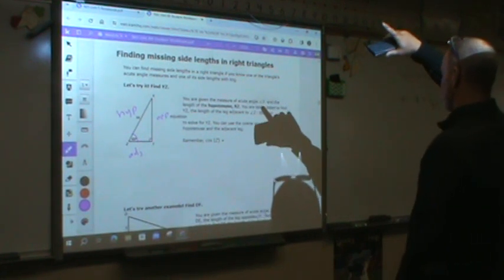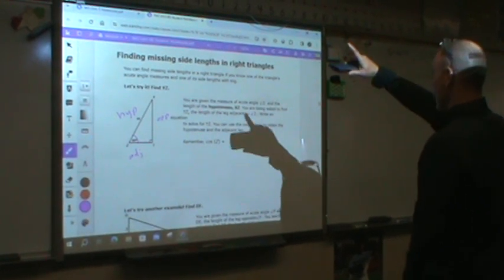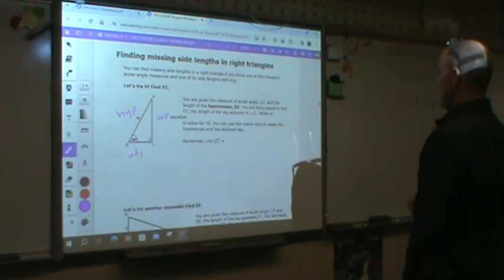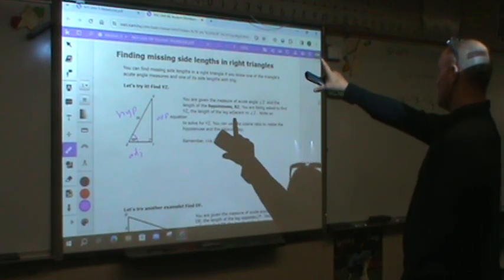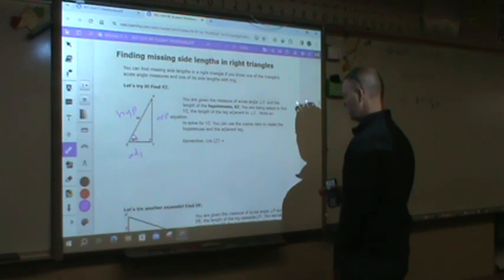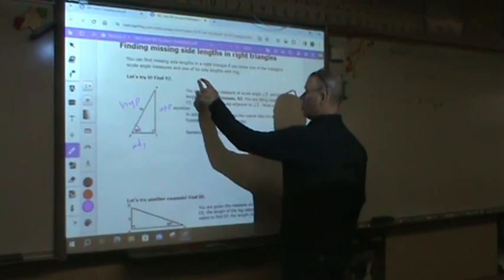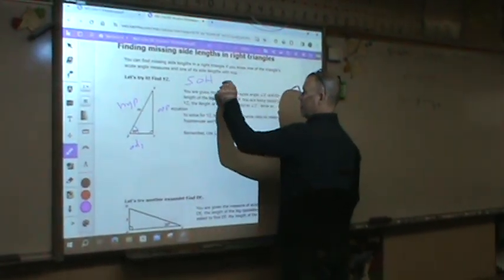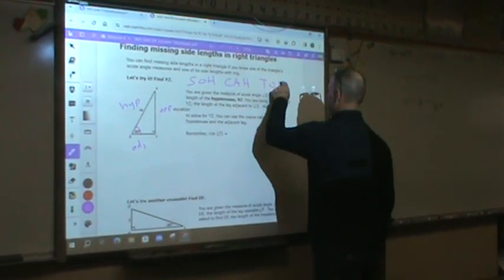You are given the measure of an acute angle Z. Find the length of the hypotenuse, and the length of the hypotenuse. You are being asked to find YZ, the length of the leg adjacent, and write an equation to solve for Z. You can use the cosine ratio. Why am I going to use cosine? Well, if you go back and you remember SOH CAH TOA, okay, make that an A.